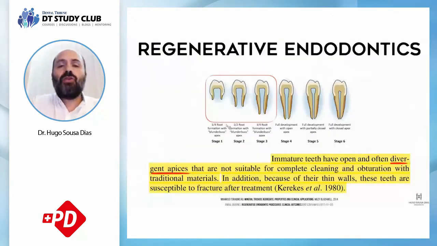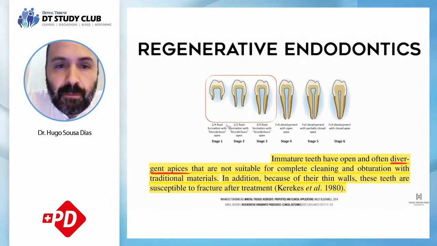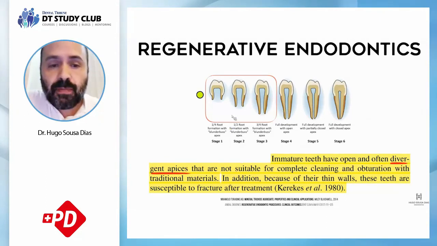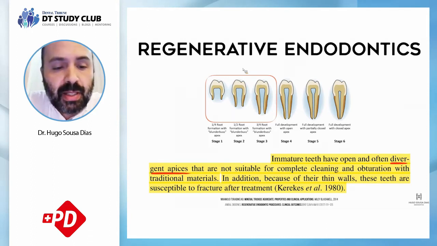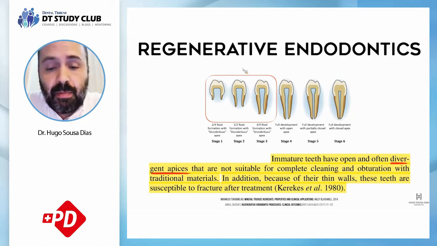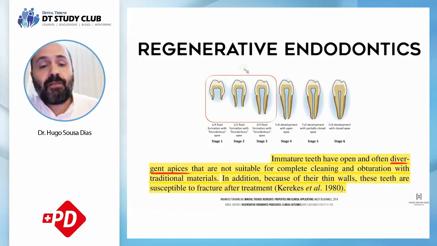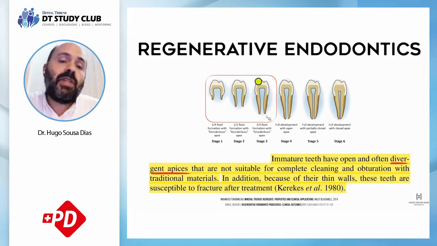Let's see about regenerative endodontics. It depends on the root development stage, as you see in this image, in these initial stages of root development, in immature teeth with open and divergent apex that are not suitable for complete cleaning and obturation with traditional materials. In addition, because of their thin walls, these teeth are susceptible to fracture after treatment, and that's why we need to find a new, different technique to try to allow the development of the root.